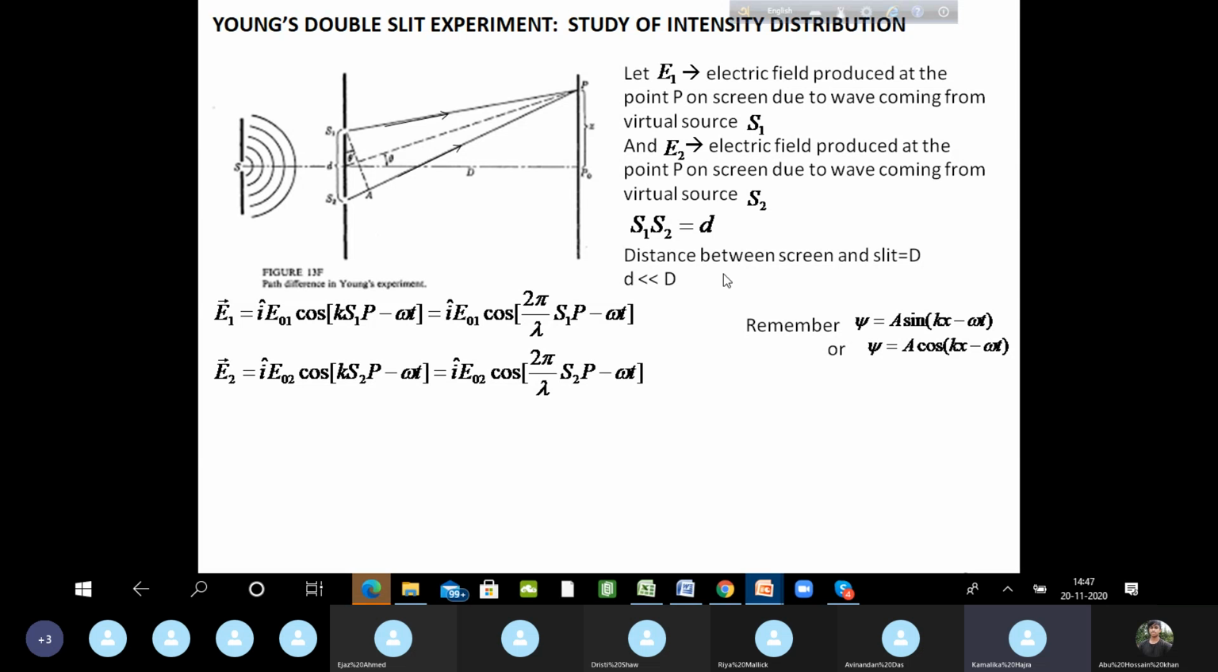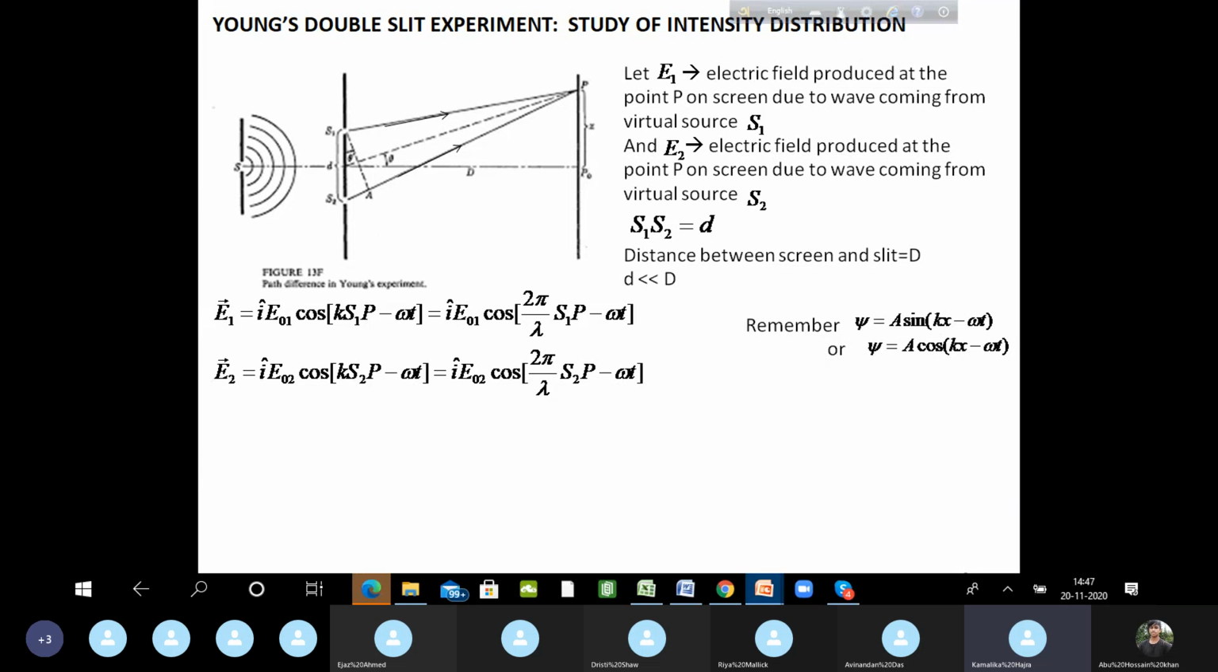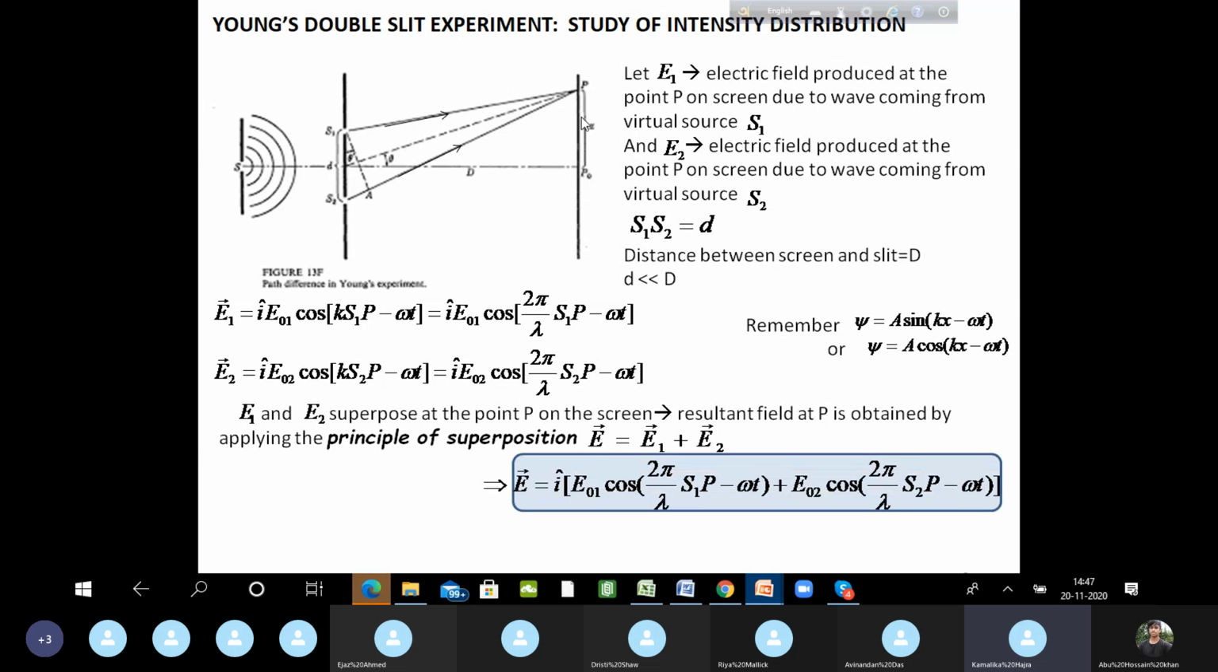This is very important. So we write down the mathematical expressions of E1 and E2. We already discussed how the electromagnetic wave is expressed mathematically, either as a sine function or a cosine function. So E1 and E2 superpose at the point P. So we apply principle of superposition and get the resultant field E at the position P. Remember, we take only the i direction. Why? Because capital D is very large compared to small d. So this screen is very far away. So virtually they are traveling in the same direction.